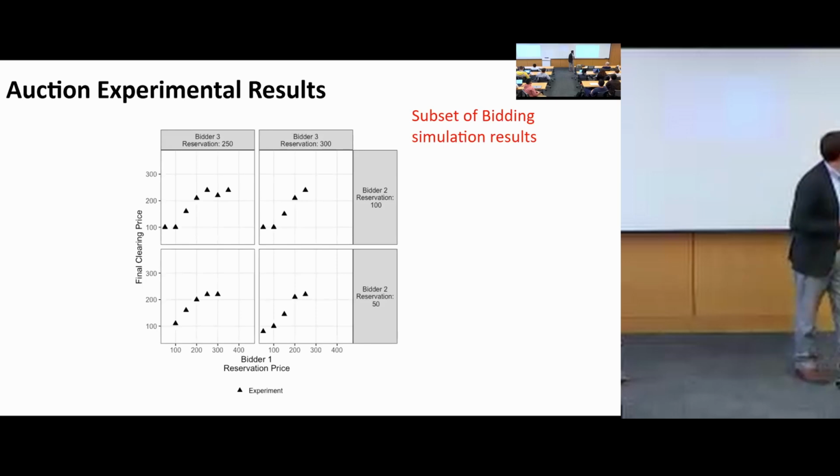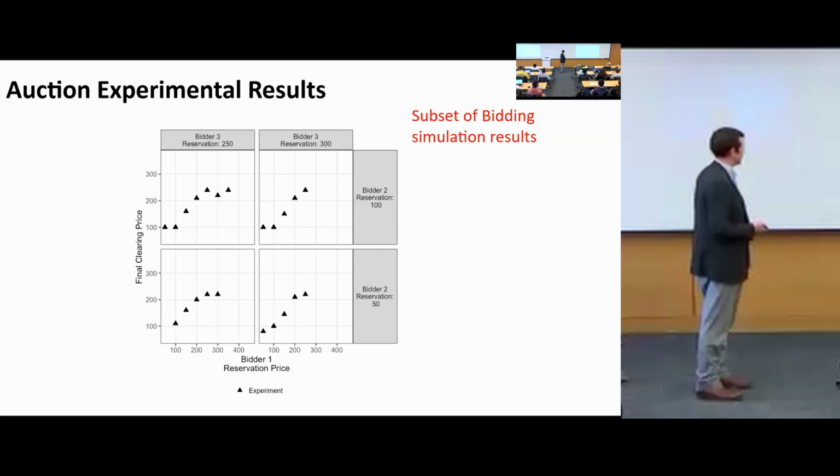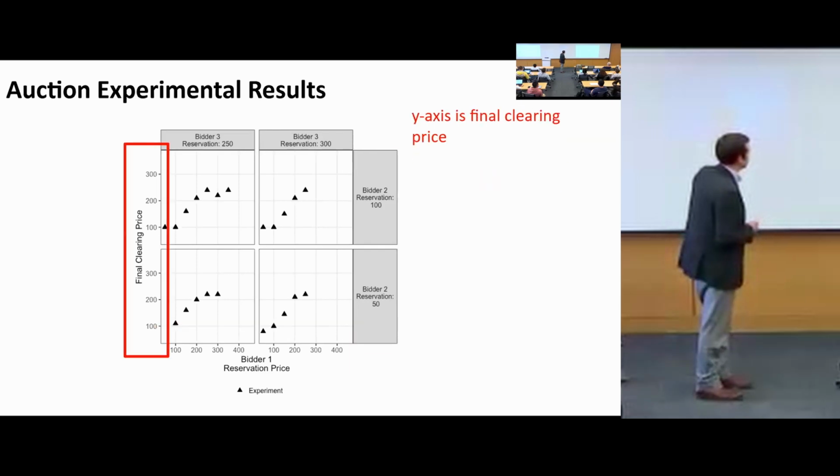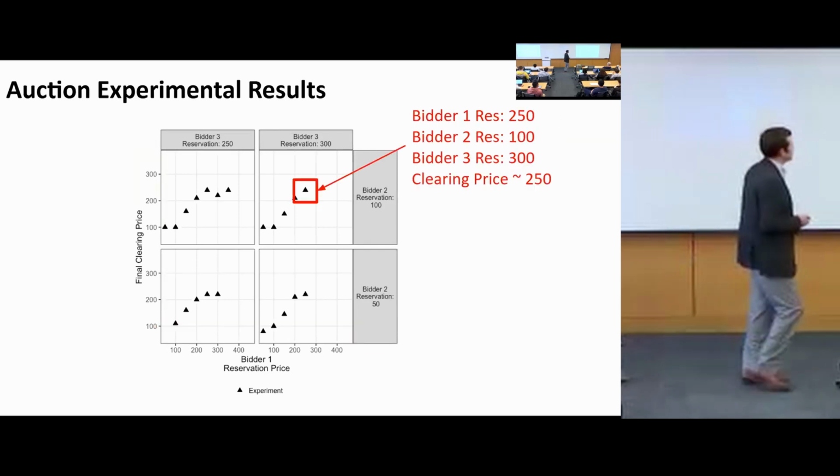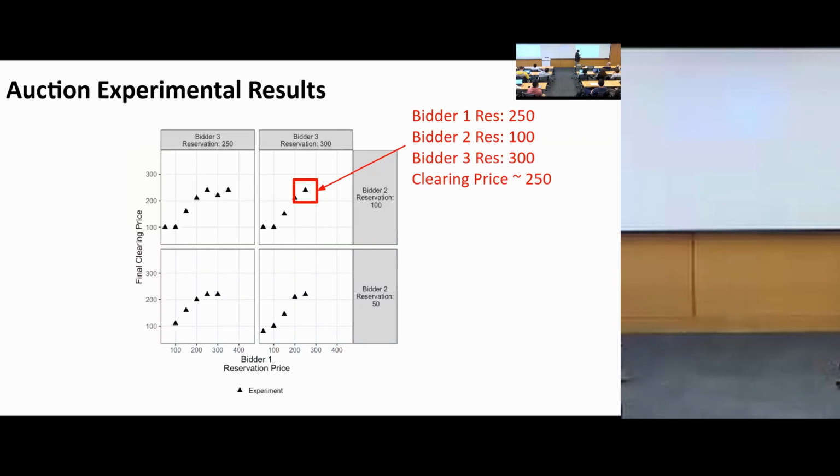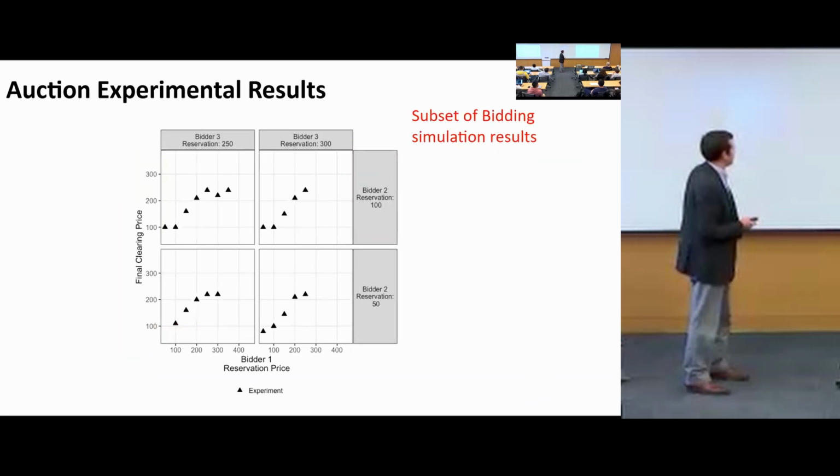So one thing that came out: here's the first bidder's reservation price, the second bidder's reservation price of 150, and then the third in the column. If I had one more bidder, I couldn't do this kind of visualization. But what you see here is the empirical clearing price that can happen in this auction.